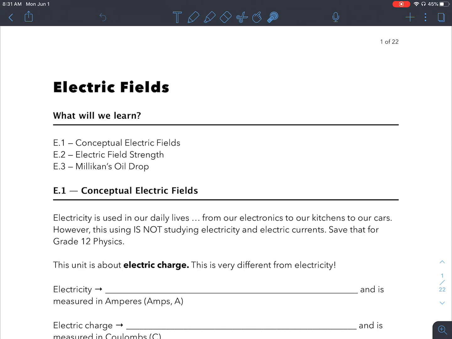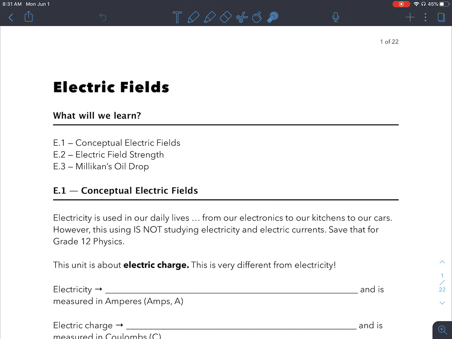And you deal with electricity stuff every day. You have an idea of what that is, but when you hear the word electric field, you don't really know exactly where it's coming from. So we're going to start with just conceptual electric fields, doing some stuff with that. That's what this lesson is today. Then we'll look on actually doing some calculations with how strong electric fields are, and then we'll look at a famous experiment called the Millikan's oil drop using electric fields.